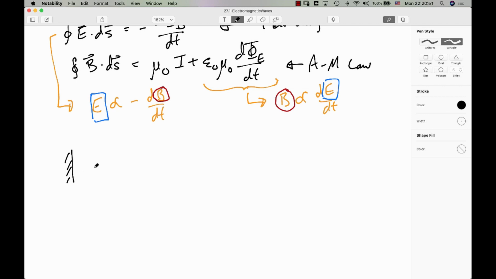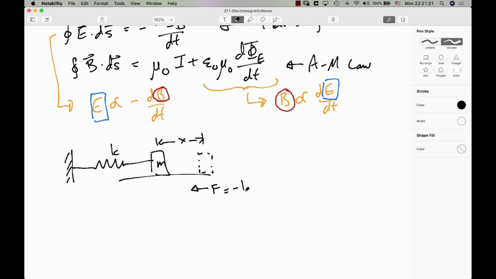So I've got myself a mass sitting on a spring, mass m, spring constant k. I go ahead and displace it over, so it's currently at some distance x. I let it go. We know that the force it feels will be equal to minus kx.